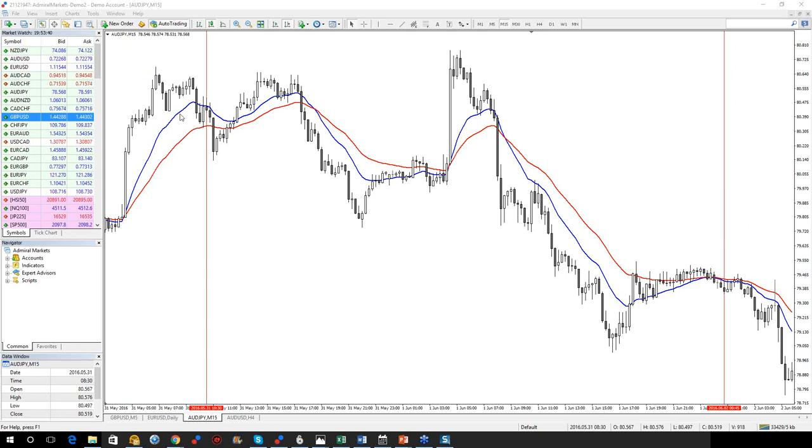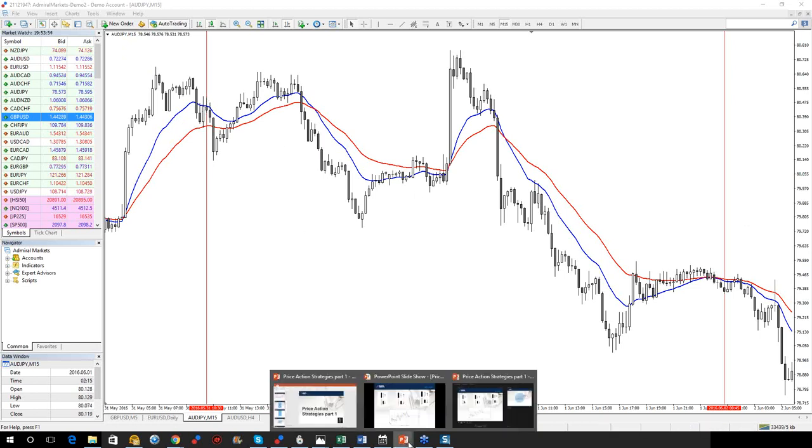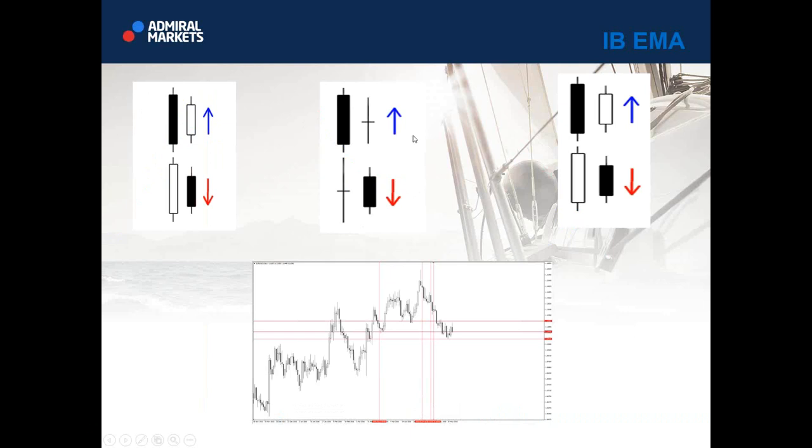So when blue is above red, you go for long trades. When red is above blue, you go for short trades. Okay? The strategy is very simple. You wait for the pullback, and then you trade according to these patterns here, for up and for down. This is what you're paying attention to. This will be your trigger. Inside bar on 15 minute.